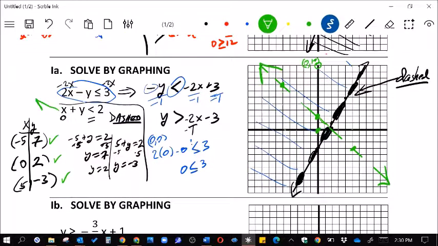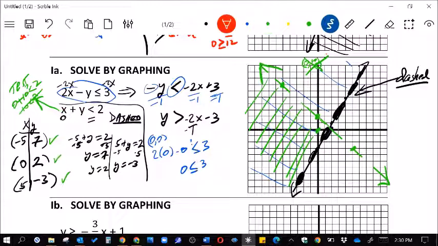I'm going to test it here, running out of space there, where I'm going to put 0 in for the x plus 10 for the y less than 2. Oh, that says, is it true? Is 10 less than 2? No, it's not. 10 is greater than 2. If this is no good, that means this is the area to shade, because it's where both of them are true at the same time.